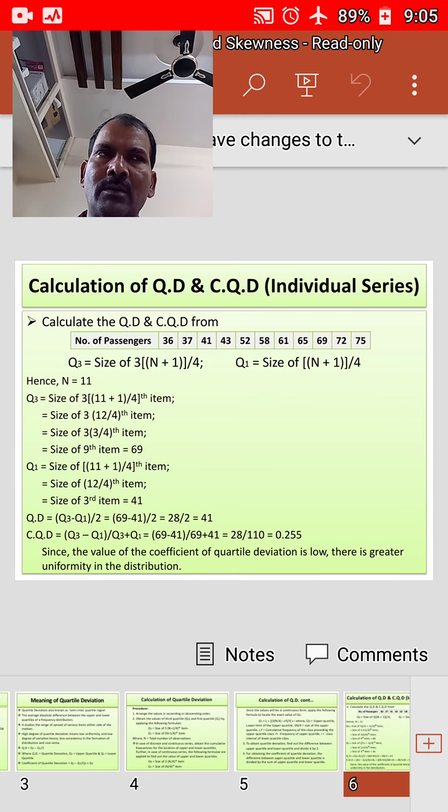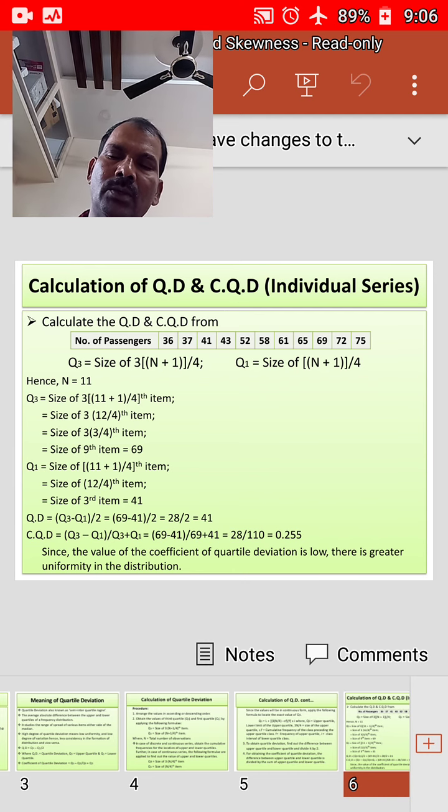Now we know Q3 and Q1, we need to substitute the same in the formula to find the quartile deviation, that is (Q3 minus Q1) by 2. Q3 is 69 and Q1 is 41. Substituting the values in the formula, 69 minus 41 by 2, that is 69 minus 41, you will get 28. 28 by 2 is equal to 14.